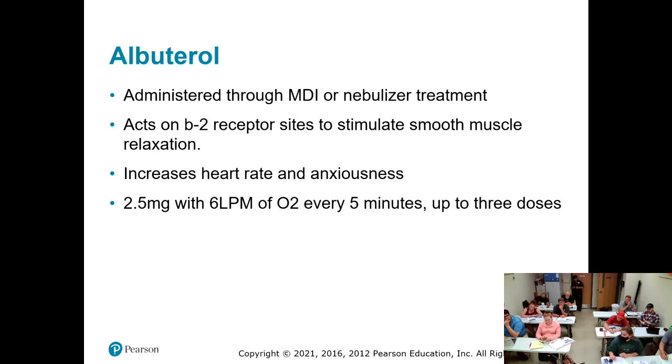Anybody ever heard somebody wheeze or have an asthma attack or anything like that? You'll know it, because they're really struggling to breathe and you can hear that classic wheezing sound. That's where this comes in. We can help them out with that. Side effects to it: it increases heart rate, it can increase anxiety a little bit, it may make them feel a little jittery.